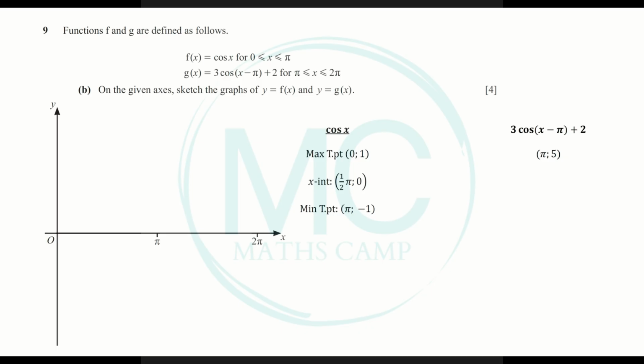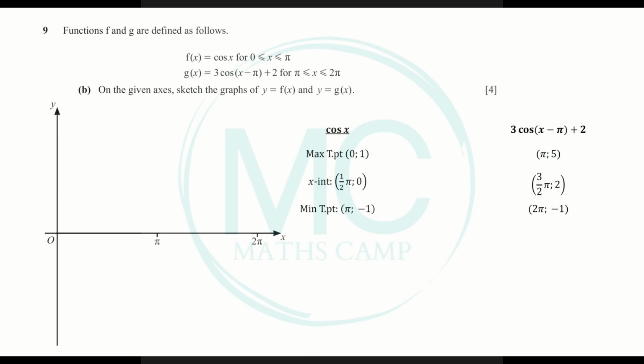For the original x-intercept, we've shifted pi units to the right. So the x-coordinate becomes 3/2 pi. For the y-coordinate, 0 multiplied by 3 is still 0, plus 2 gives us 2. For the minimum point, pi plus pi gives us an x-coordinate of 2 pi. Negative 1 multiplied by 3 is negative 3, plus 2 gives us negative 1.